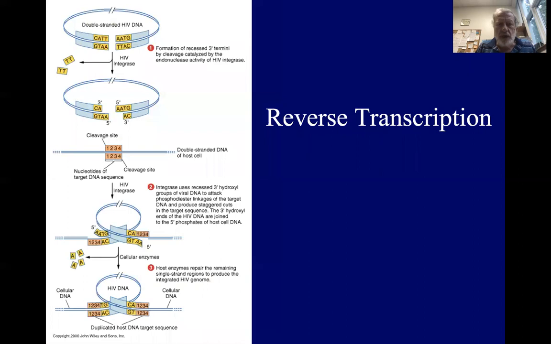This shows you the integration process where the formation of recessed 3' termini is cleaved by enzymes called endonucleases that cut the sugar phosphate backbone. And then that allows the viral DNA to attach there, and host enzymes repair the little attachment areas. And voila, we've got new genes in our genome. However, they're genes we don't really want.